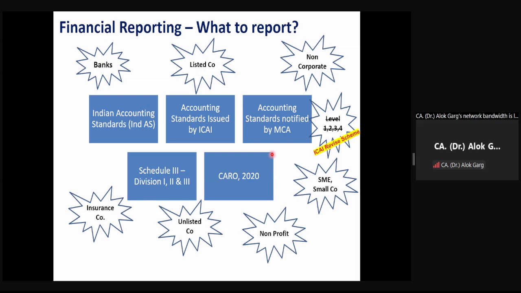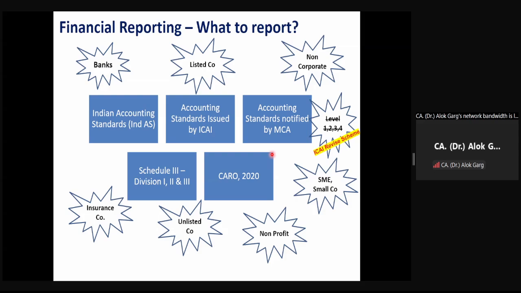Second thing, when CARO 2020 was notified in the month of February 2021, subsequently on 24th March 2021, Schedule 3 was also amended, right? And largely the amendment in Schedule 3 was in line with CARO. Okay. So friends, when an auditor is auditing the financial statement and when he is disclosing something in his audit report in the CARO, he has to ensure that if that item is also related to Schedule 3, it is captured well in the notes to accounts of the financial statement.